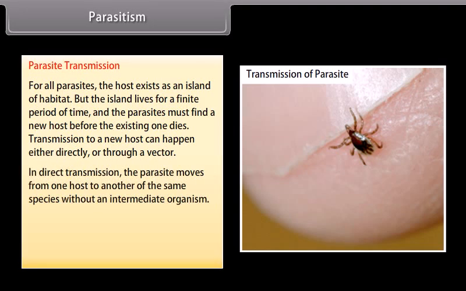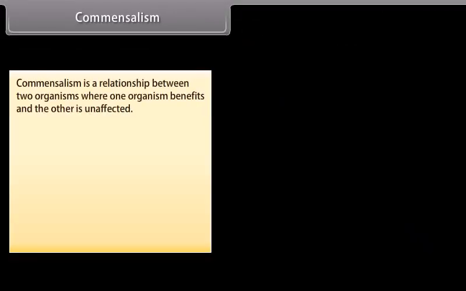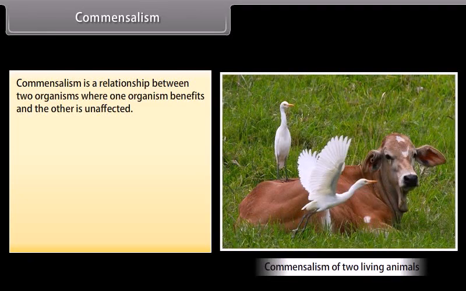In direct transmission, the parasite moves from one host to another of the same species without an intermediate organism. In vector transmission, an intermediate organism, the vector, transfers the parasite from one host to the next. Commensalism. Commensalism is a relationship between two organisms where one organism benefits and the other is unaffected.